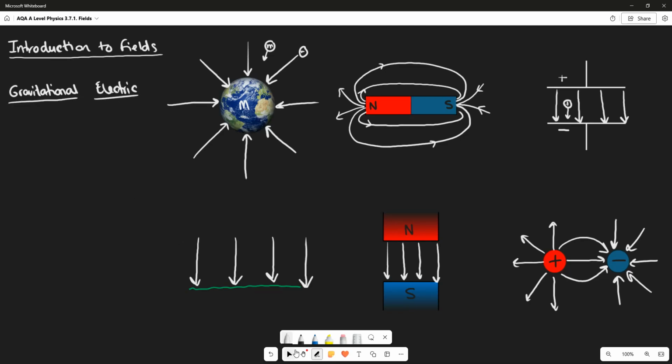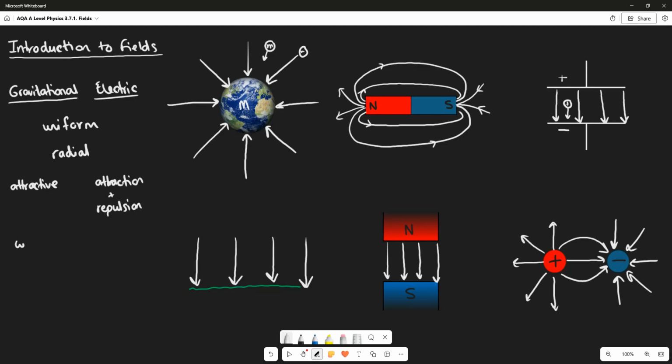You need to know some important differences between gravitational fields and electric fields. Both of these can have uniform fields, and they can both also have radial fields. The gravitational field is attractive only. Masses are attracted to each other, they cannot be repelled. Whereas electric fields, you can get forces of attraction and forces of repulsion. They attract and they repel.